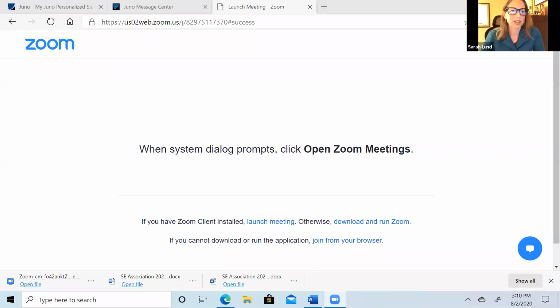Let's see, somebody is sharing their screen. I don't know if that was intentional.